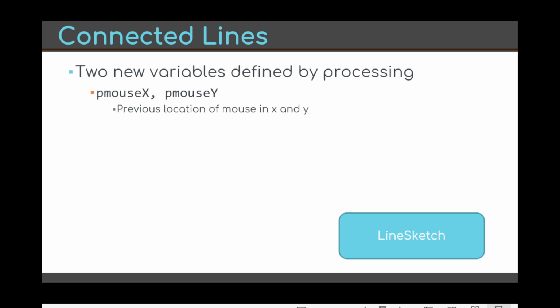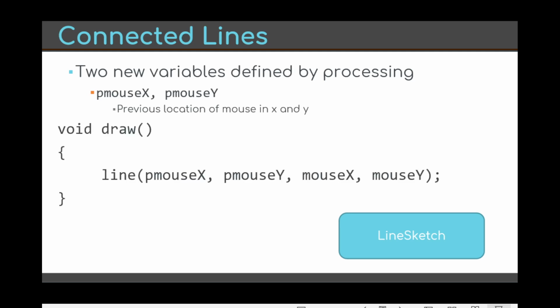Let's add a couple more variables, pmouseX, pmouseY. These are actually the locations of the mouse on the previous frame. So you know where you were and you know where you are. So we can draw a line from pmouseX, pmouseY, where we were, to where we are, mouseX, mouseY. Shall we take a look?